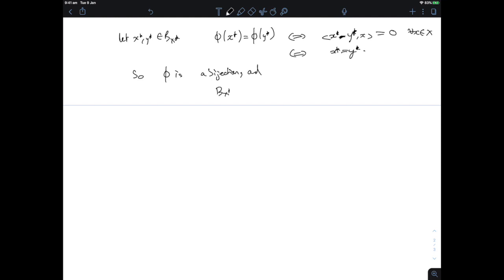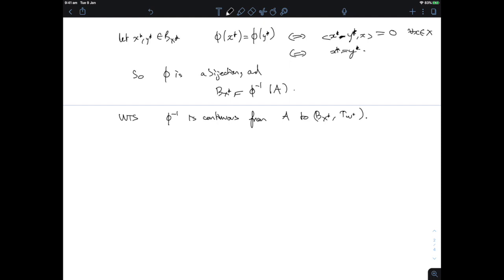What is B x star? It is phi minus 1 of A, because A is the image of B of x star by phi. Right, so I want to show that my B of x star is compact. So what I need to show is that phi minus 1 is continuous from A with this product topology to B of x star with the weak star topology.